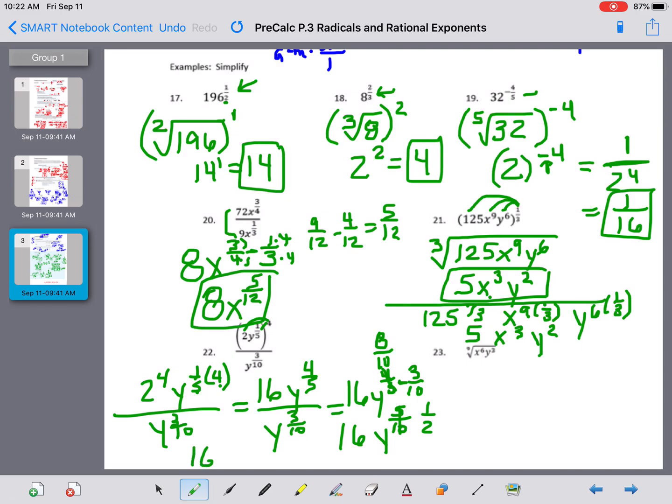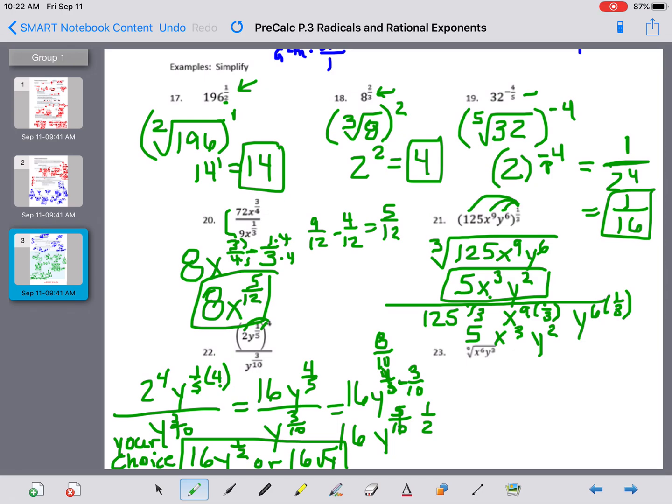So two options here. You can write 16 and y to the 1/2, or you can write 16 and the square root of y. Either way you want to write it, I will take it. This is your choice. The reason I want to make sure you know to read it both ways is, once again, if you look for an answer in the back of the book, you may not see it the way you wrote it, but it can be written either way, and there's no wrong way to write it.